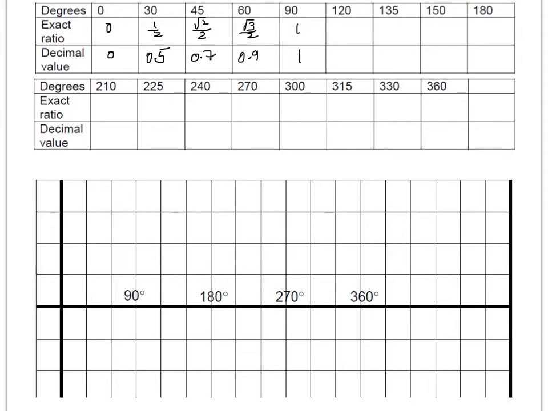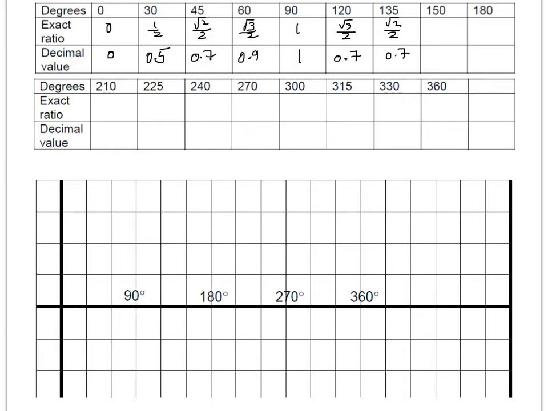When x is 120, we know that the angle goes into the second quadrant, so sine is positive. The reference angle for 120 is going to be 60, because 180 minus 120 is 60. Sine 60, we know, is going to be square root of 3 over 2, which the decimal value is 0.7. 135 again goes into the second quadrant, sine is positive. The reference angle is 180 minus 135, which is 45. So this is square root of 2 over 2, which is 0.7 approximately.